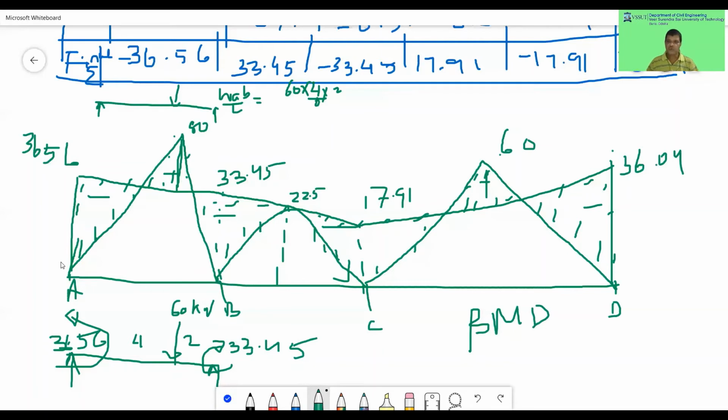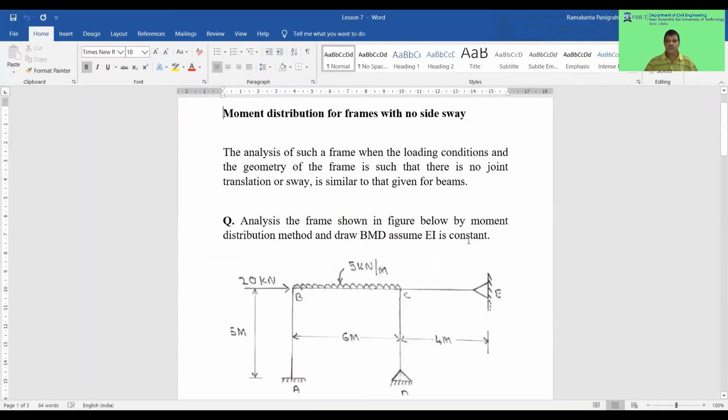Let us go to the next problem we'll discuss. Next we'll discuss frame sway. We'll go for the frame sway that we'll now discuss. So we have completed the calculations for these continuous beams with different types of problems. The problems may be any. If you are conceptually clear, then you can solve the problem.